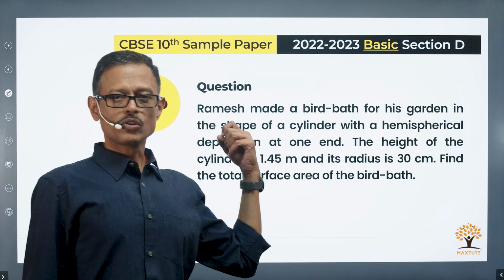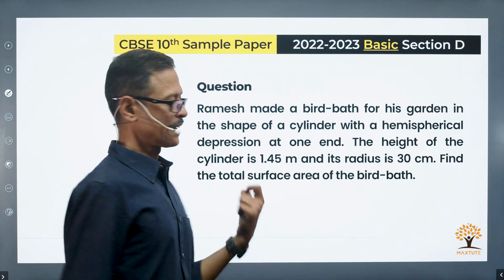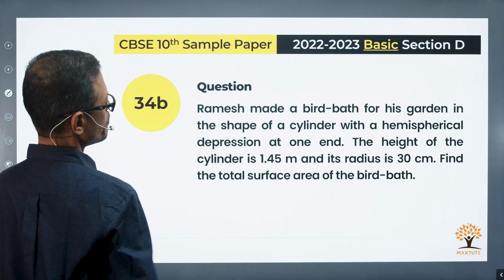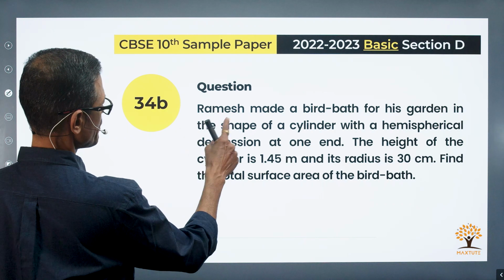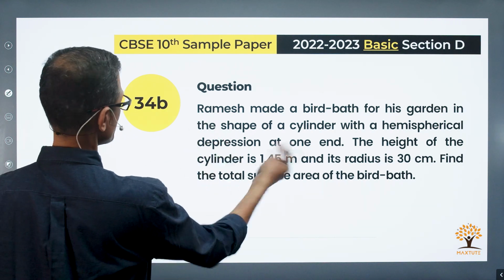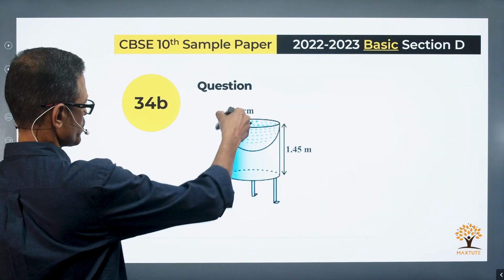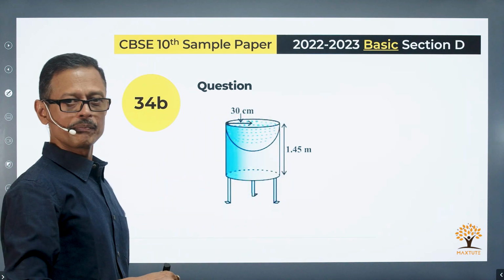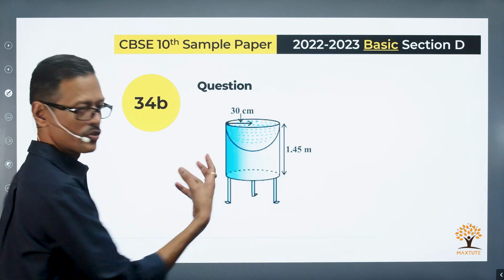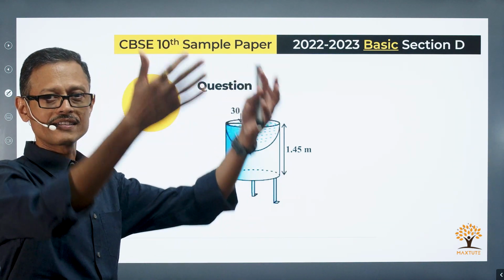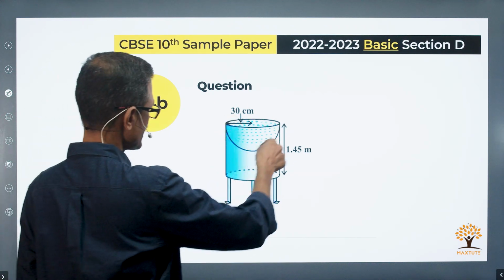Part 2. This is also from surface areas and volumes. We'll look at the solution right away. Ramesh made a bird bath for his garden in the shape of a cylinder with a hemispherical depression at one end. Okay, so this is a cylindrical vessel. It's a bird bath, so the bottom is not going to have anything in it, so the water can just go off. It's got a hemispherical depression.